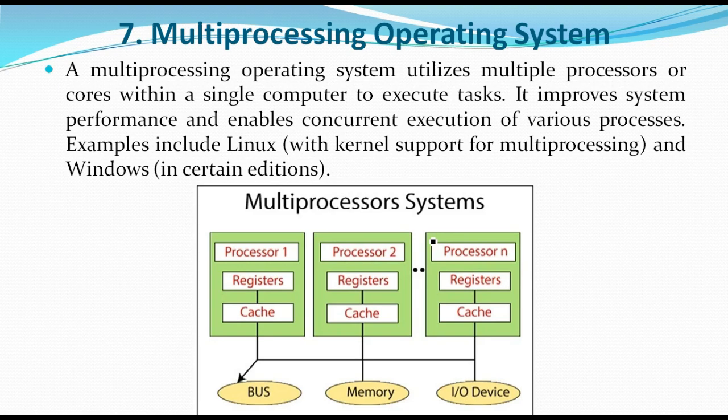So multiple processors or cores within a single computer to execute the task. Assume that there are 2 or 3 tasks entering the CPU. If the core is dual, it means physically there is one CPU, but logically there are 2 CPUs, right? I will tell you what is physical and what is logical in upcoming videos. Now let's understand. Assume that there is only one physical CPU, but logically there are 2 CPUs.